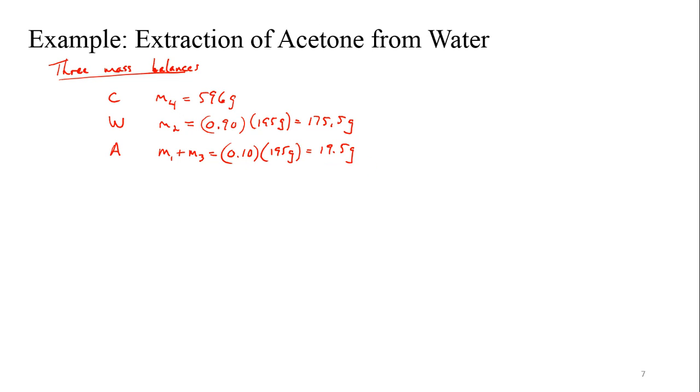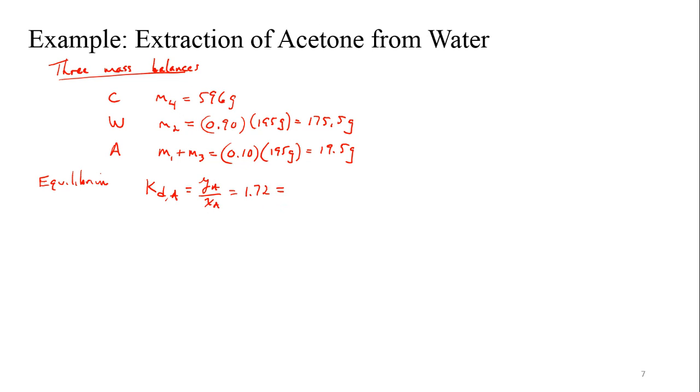All right, so we've solved already for 2 of our 4 unknowns. We have 2 more to solve for. We have 1 relationship now, and let's use then our equilibrium relationship. So we know that K sub D for our acetone is equal to Y sub A over X sub A, which is equal to 1.72. But now we need to express that in terms of masses.